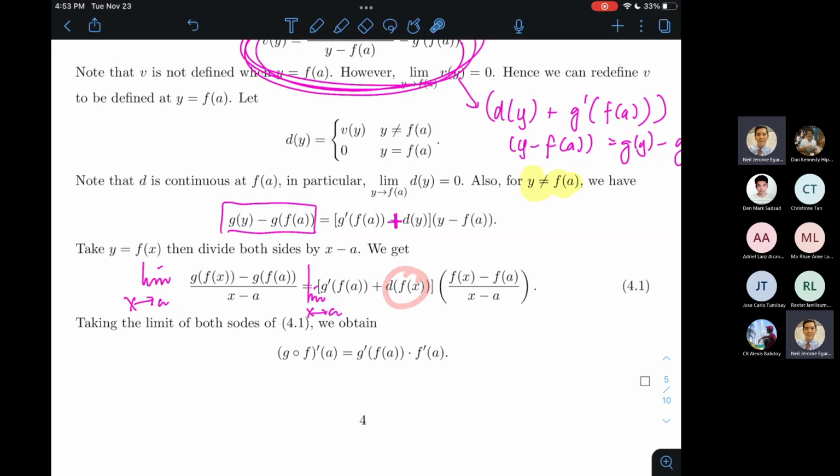Ang limit nito as y approaches f of a, which happens when x approaches a, ay equal kay 0. So matitira lang ay si g prime of f of a times the limit of this guy. But this guy is exactly the derivative of f evaluated at a. So yeah, that's how it simplifies to that, and essentially that proves the chain rule.